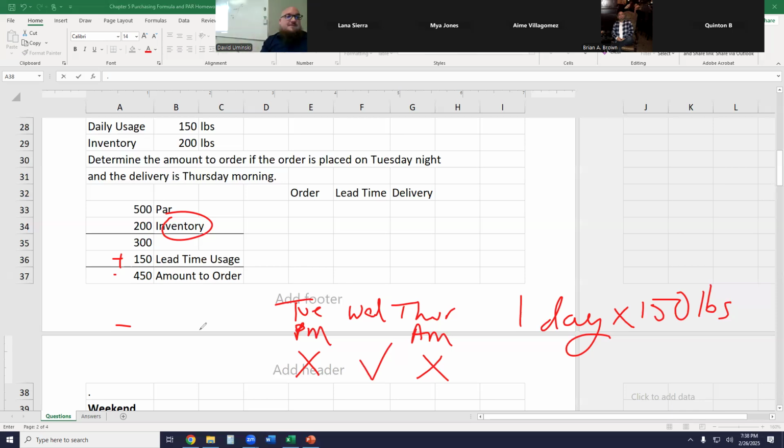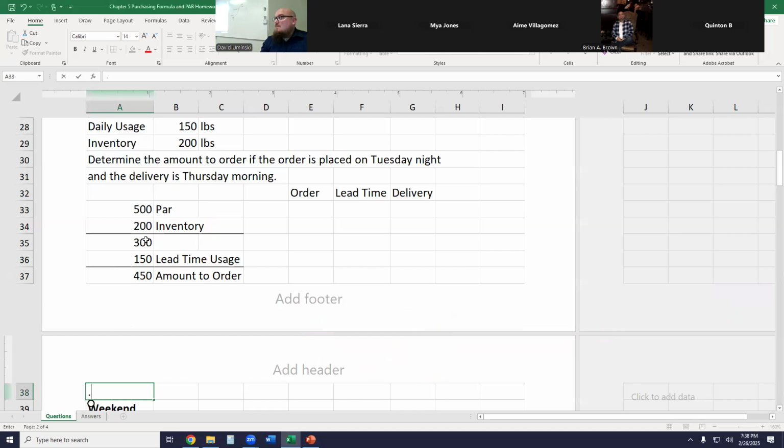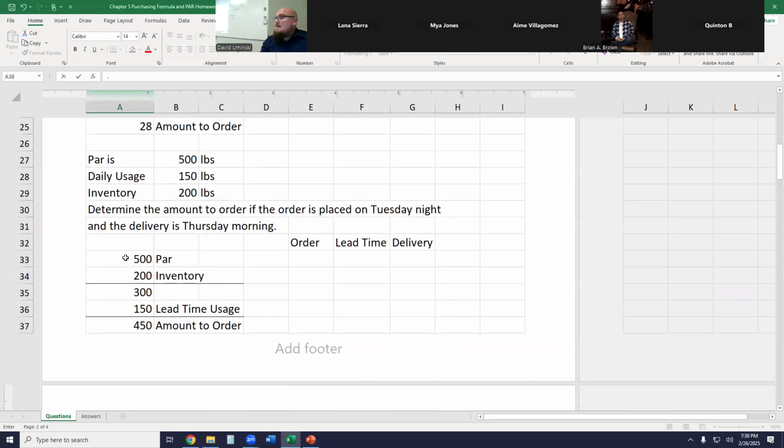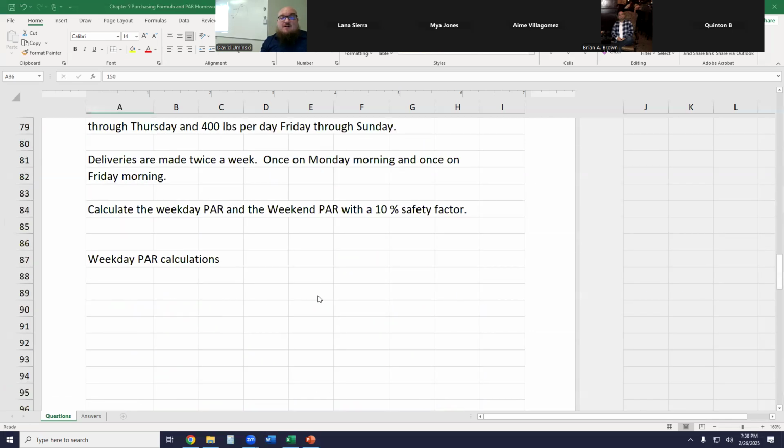Absolutely. The 300, when you subtracted it at first, is that what you need to order, right? Well, that's ideally what we need to order plus our usage. So that's our starting point. And we have to consider our lead time usage after that. All right. So the next two you're gonna do on your own.